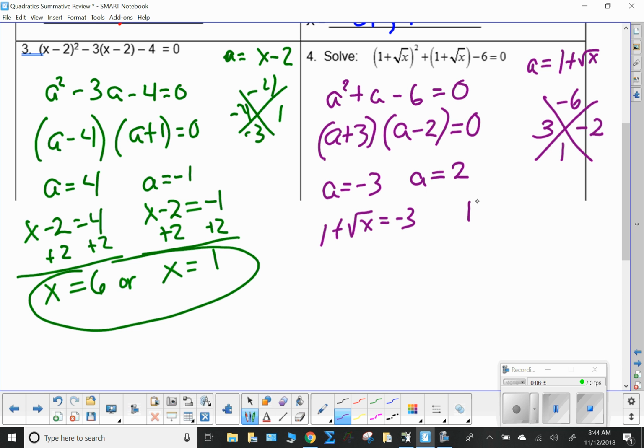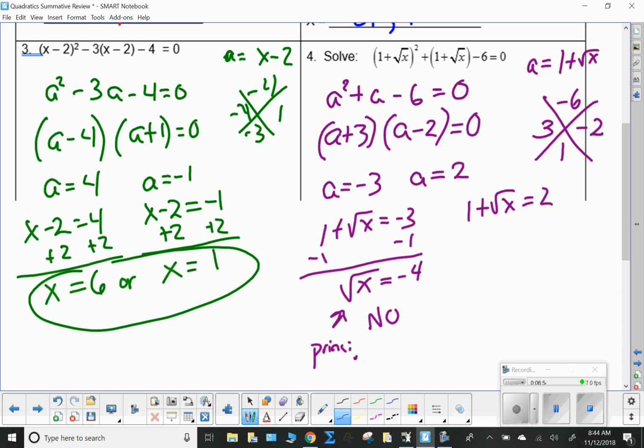And over here, 1 plus square root of x is equal to 2. Now, I'm going to subtract 1, in this case, from both sides. The square root of x is equal to negative 4. Nope. This is asking for the principal, or positive, root, and this is a negative value. So, no, that one doesn't work.